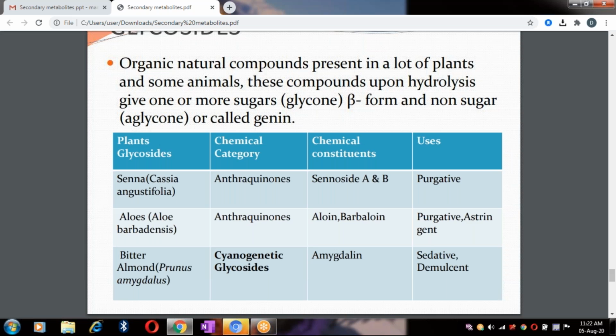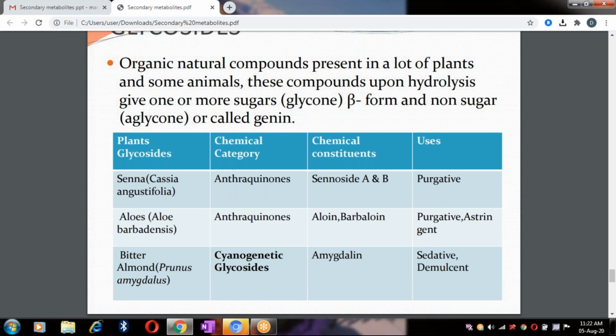Next is bitter almond. Sorry, the botanical name is Prunus amygdalus. This has a cyanogenetic glycoside called amygdalin. It is used as sedative. Sedative means something which causes sleep, and it's also used as demulcent.